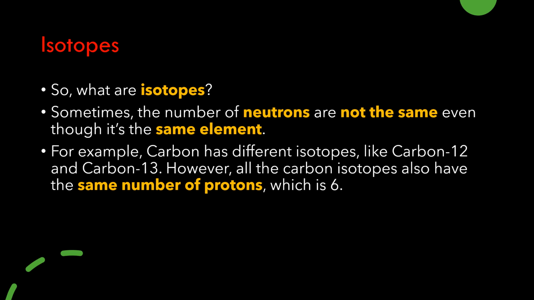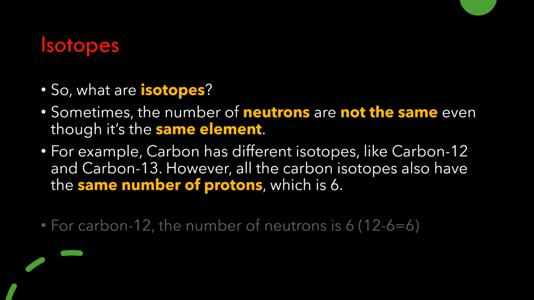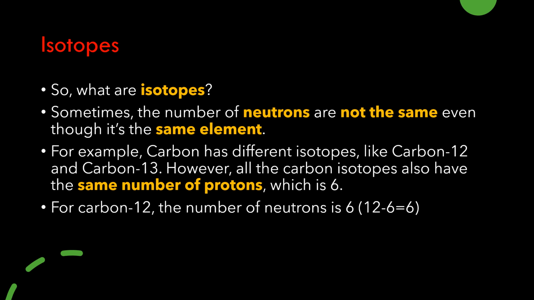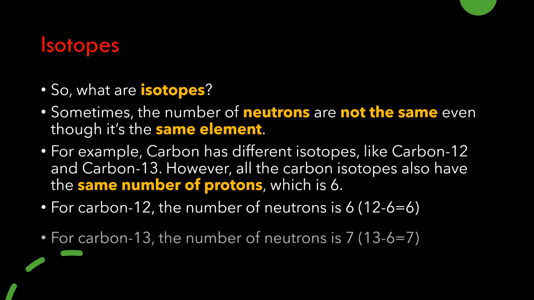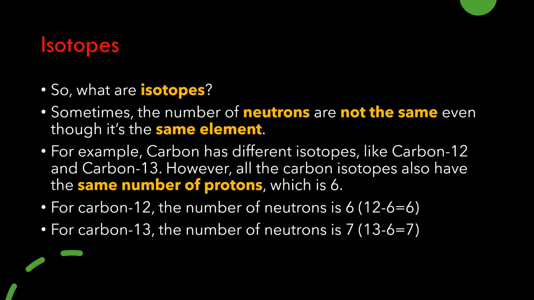So for carbon-12, in fact, 12 is the mass number. The number of neutrons will therefore be 12 minus 6, which is 6. For carbon-13, the number of neutrons will be 13 minus the number of protons, that is 13 minus 6, which gives us 7.